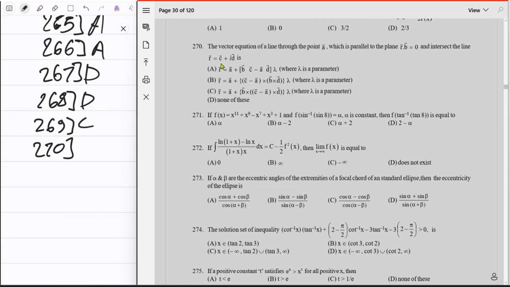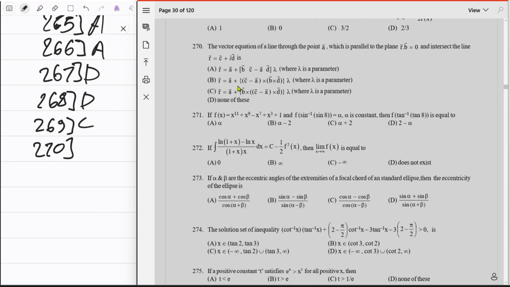So C vector initially is ours, right? Understood, passing through A vector. It's kind of a weird thing. Look at this option, A vector plus B. Oh god, what is this? It's a volume or something. Lambda is a parameter. I don't think this is correct because this is not even a vector in the first place. This doesn't make any sense. So A is not correct.